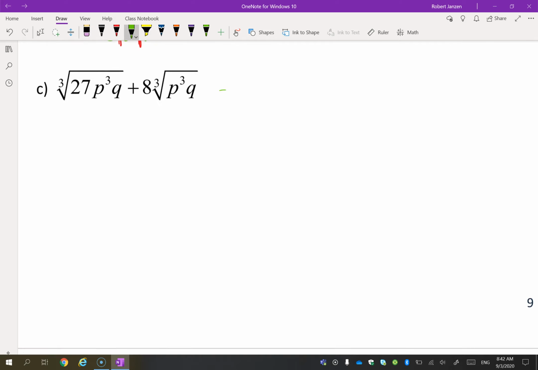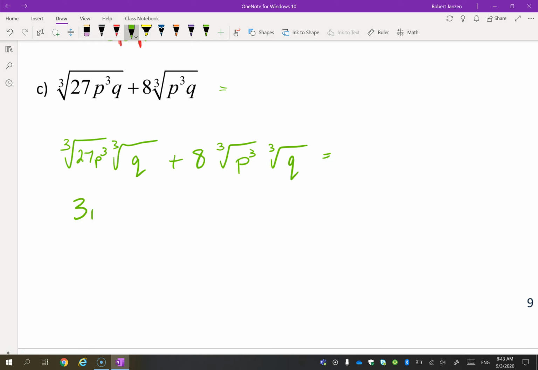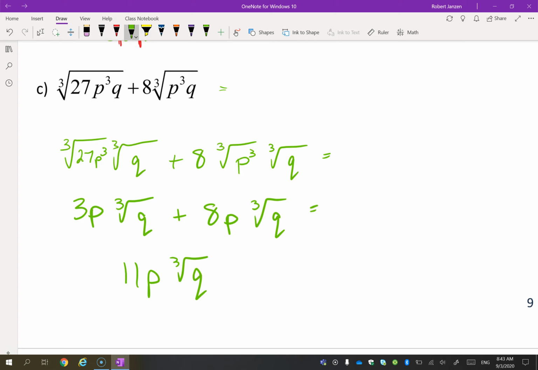Alright, last one here. Let's try to simplify it. So looking for perfect cube factors. So 27p cubed. What's left over? Just q. And then there's an 8 there. Here, what's the perfect cube factor? P cubed. What's left over? The q. So this is going to be 3p cube root of q plus 8p cube root of q. And if I put those together, I get 11p cube root of q.